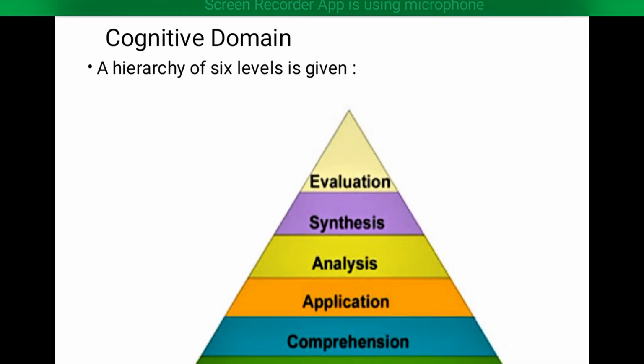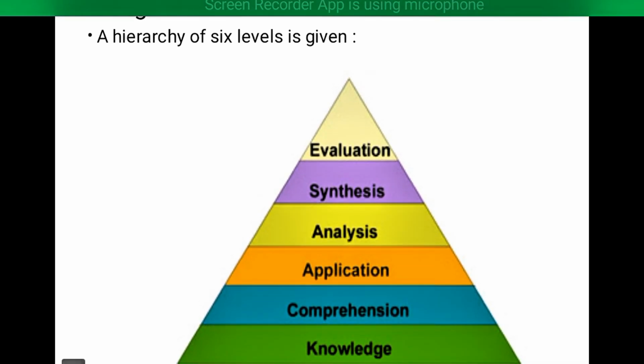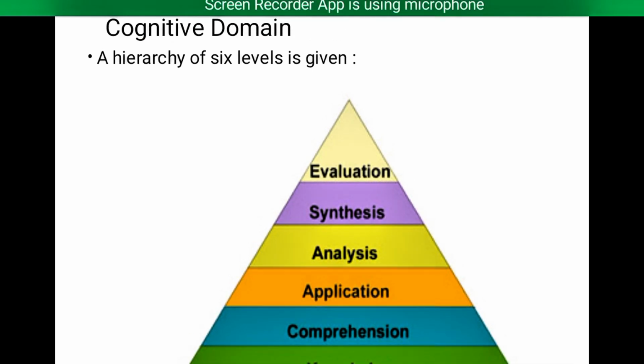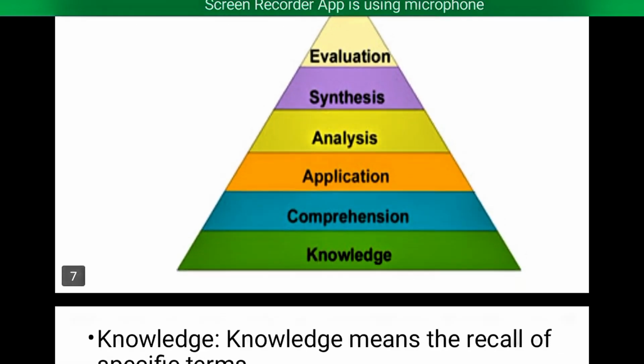Cognitive domain. A hierarchy of six levels is given. Number 1, knowing; number 2, comprehension; number 3, application; number 4, analysis; number 5, synthesis; number 6, evaluation. These are the six levels.